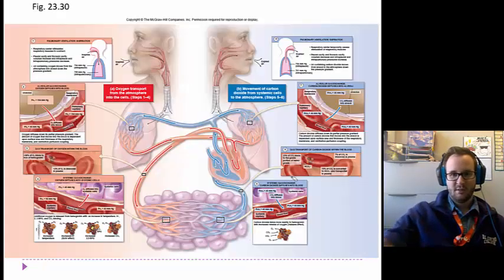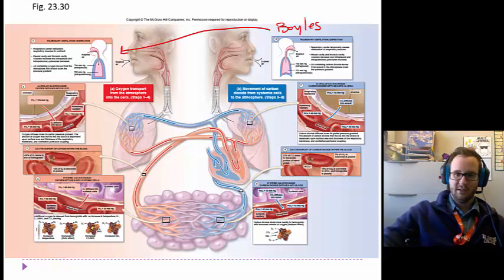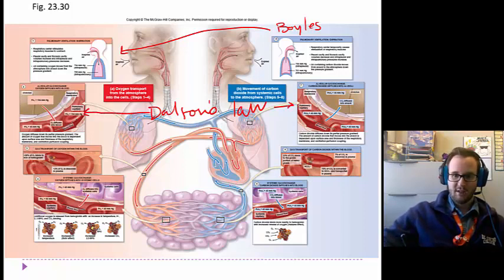So this figure summarizes all of this. Up here we have Boyle's law, and it's going to describe these two things. We see gas exchange going in opposite directions. And this was Dalton's law, the law of partial pressures that can explain why gases can diffuse down their partial pressure gradients.